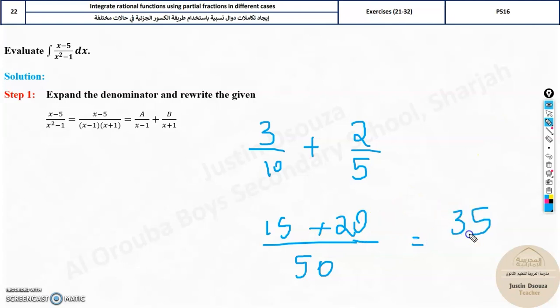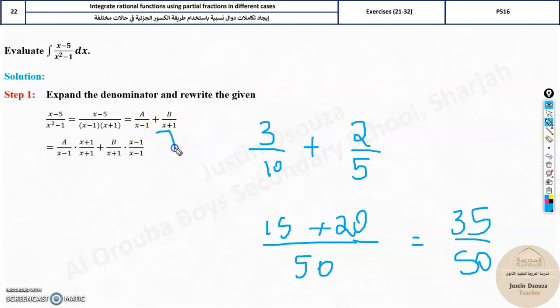It'll be 35 divided by 50. So now you can see over here that this term can be written as the sum of these two terms. But it's very hard to split this directly, isn't it? But now I know 35. Wait, I can reduce this further.